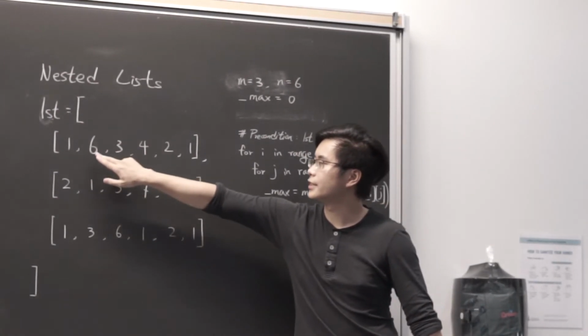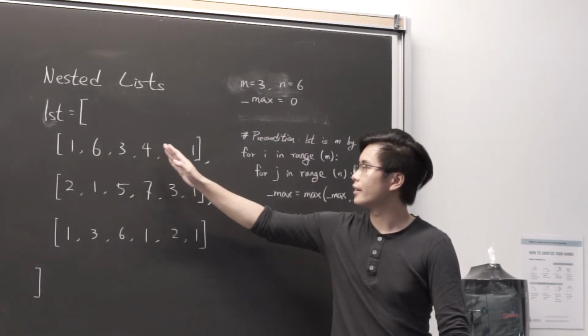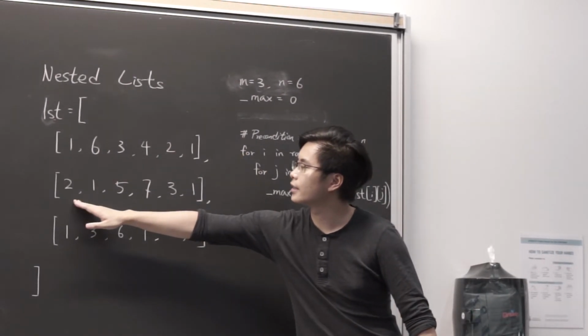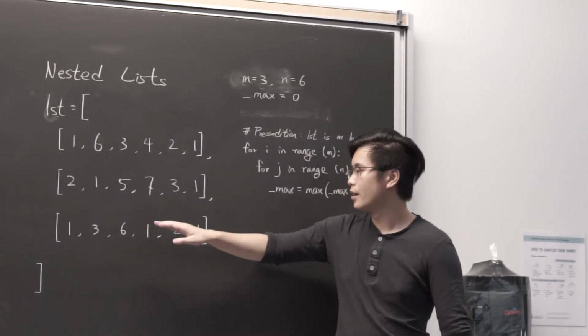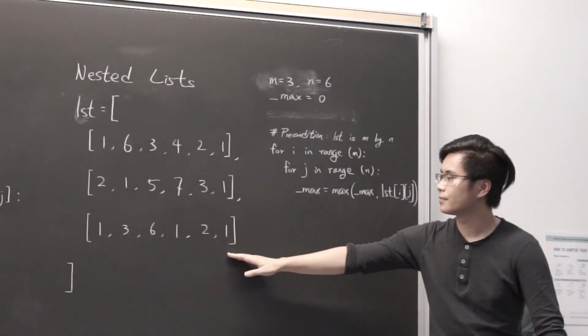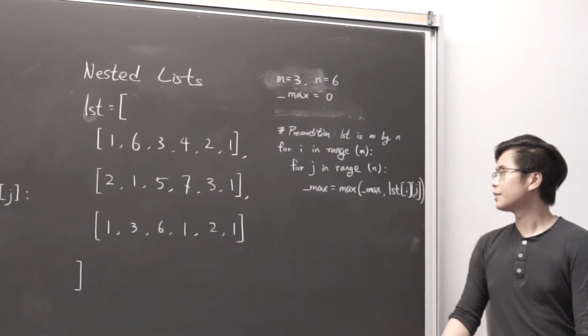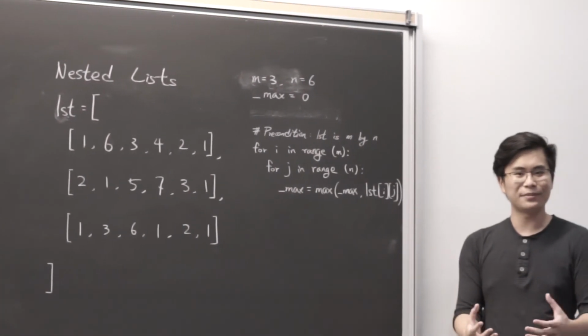And so when we reach 6, it'll set to 6, and then it will get through this sublist, and then finally it will get to this sublist, and it will see 7, and set it to 7, and then it will search the last sublist, and see that there's nothing bigger than 7, and so we know for sure that we found our maximum of our nested list.